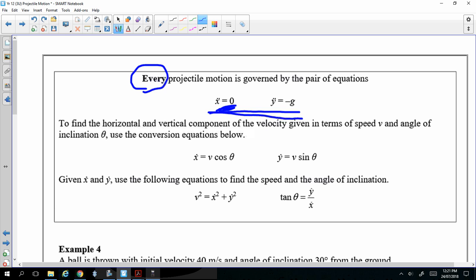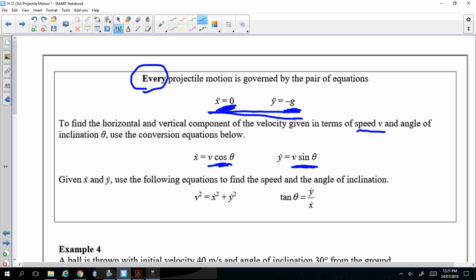And to find the horizontal and vertical components of velocity in terms of speed, we use these two equations as we've seen earlier. So x dot is the horizontal component, y dot is the vertical component. To work out the speed, we use Pythagoras. And to work out the angle, we use tan. Okay, so it's all done here.